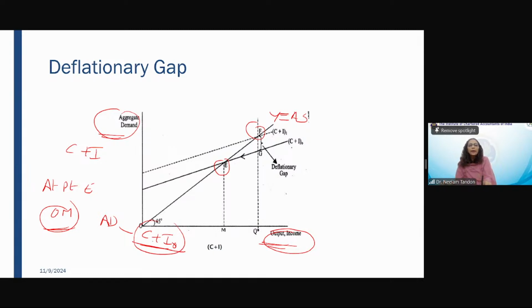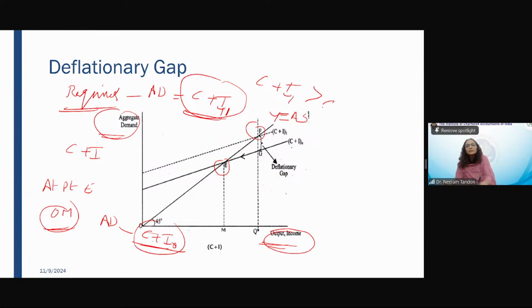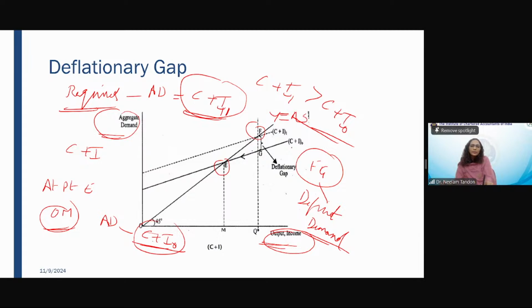Actual should be where? This is the actual. What is the required aggregate demand? What should ideally be in the economy, aggregate demand should be C plus I1. C plus I1 is greater than C plus I0. That means FG is deficit demand. This much demand is lacking in the economy, that is why output is low and income is low.